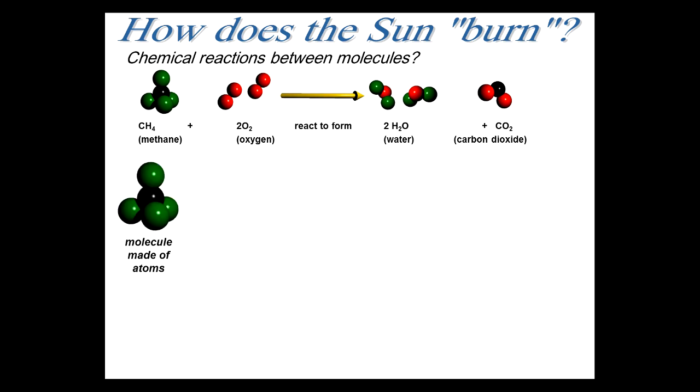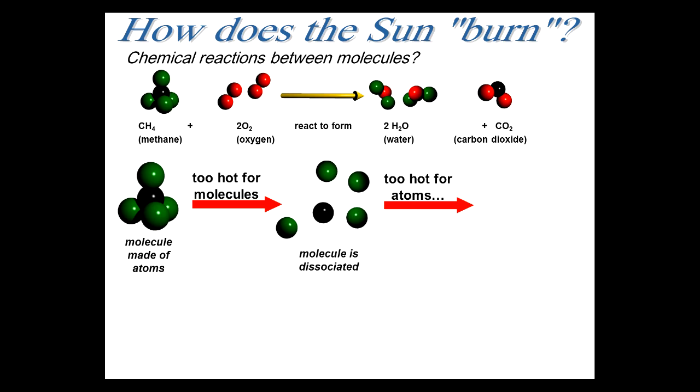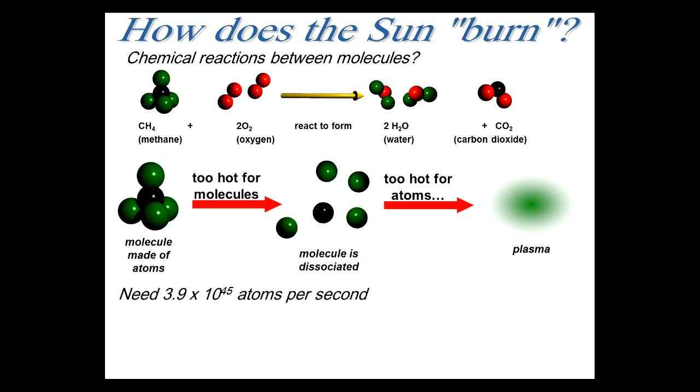The problem is molecules are made of atoms. The sun is too hot for molecules. The molecule comes apart, but it's too hot for the atoms themselves. The atoms become ionized, making plasma. Well, if what you have to work with is plasma, you don't have chemistry.